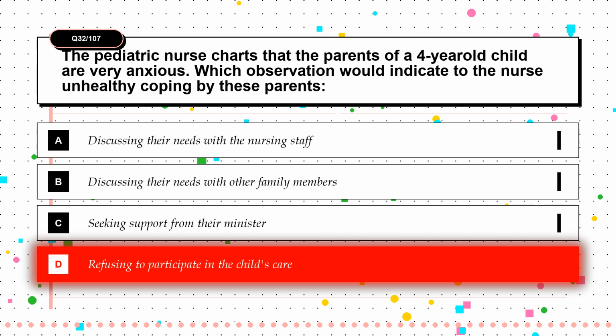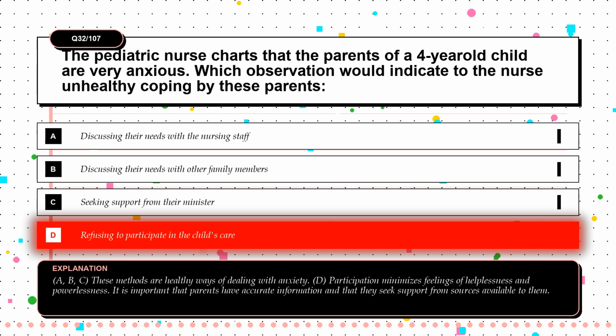The correct answer is option D, refusing to participate in the child's care. A, B, C. These methods are healthy ways of dealing with anxiety. D. Participation minimizes feelings of helplessness and powerlessness. It is important that parents have accurate information and that they seek support from sources available to them.